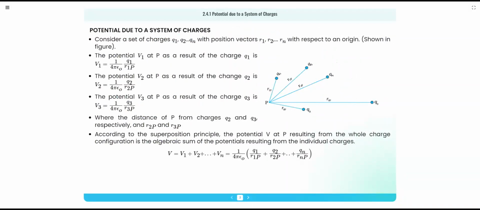Potential due to system of charge. Okay, I will give you some hacks. Just remember the formulas. Just remember the formula. That's it. Let's move to this thing.